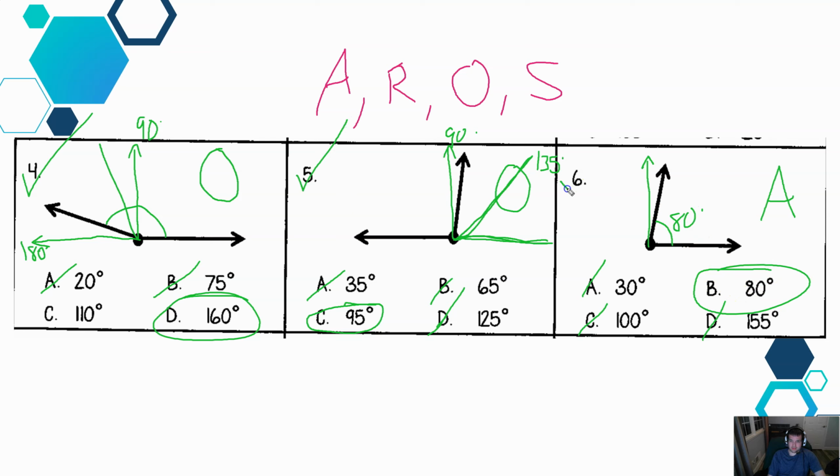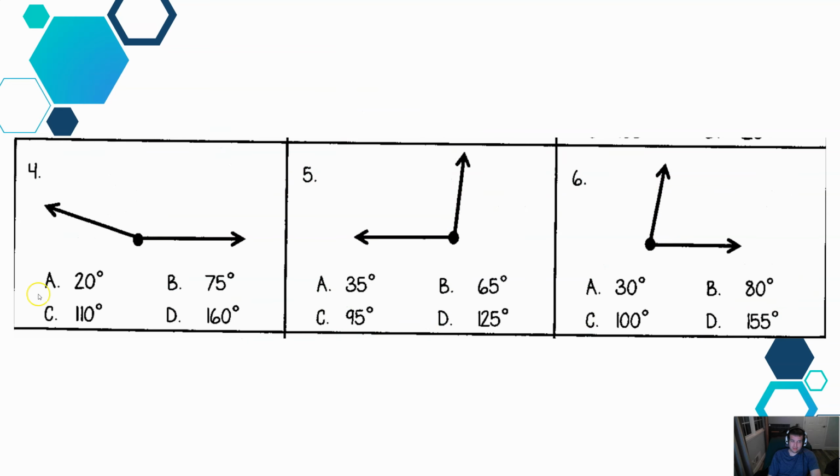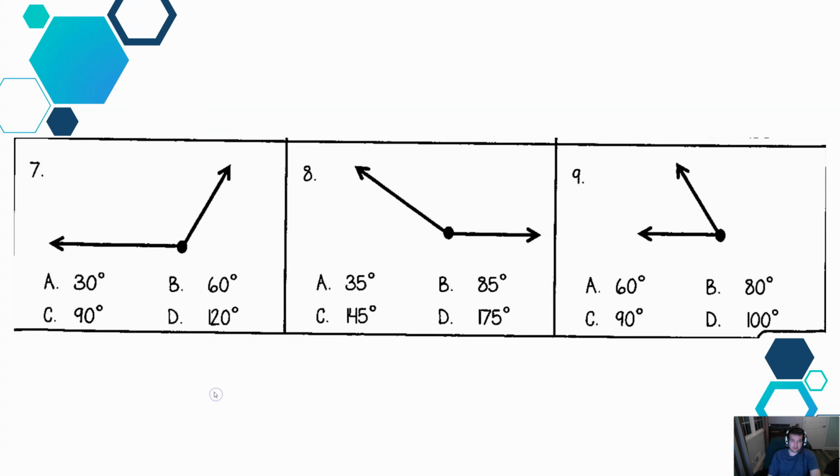Check in with yourself. See how you did. Did you get all 3 of those right? If not, keep persevering. If you did, let's see how you do on the next ones anyways. 7, 8, and 9. Go ahead. Same deal. A, R, O, or S, and then eliminate and choose.